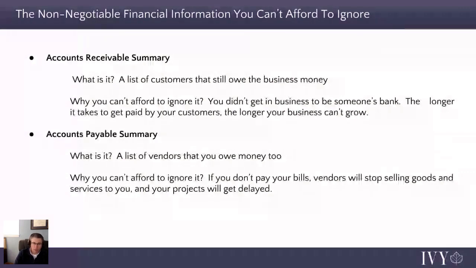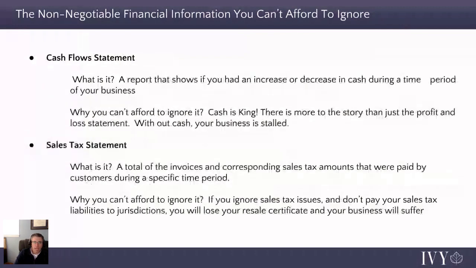You're keeping everyone happy, and when that next project comes, you're not going to have any issues when you start ordering for your client. A couple more: cash flow statement. Why you can't afford it. This shows cash is king. So there is more to the story than just the profit and loss statement.